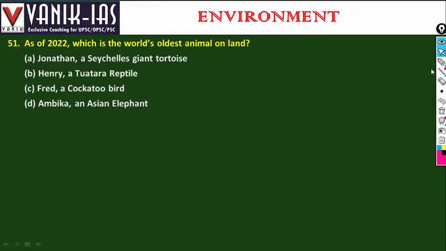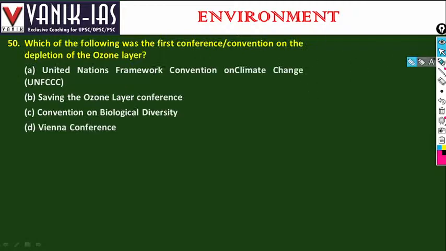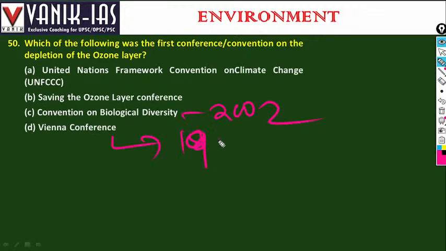Convention on Biological Diversity, it came in 2002. Vienna Conference it came in 1985. 1985 we had Vienna Convention. And UNFCCC came in 1992, Rio Conference. So D is the answer. It is the first conference on the depletion of ozone layer.